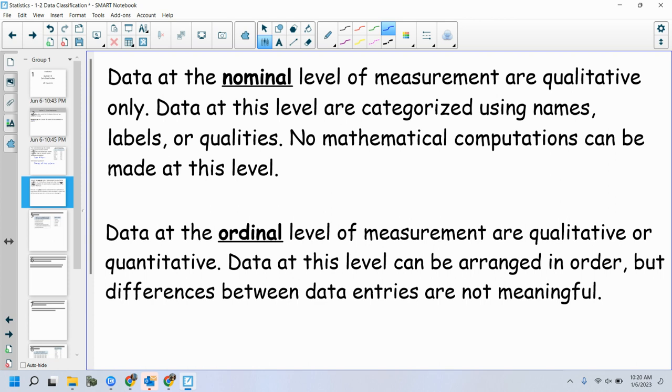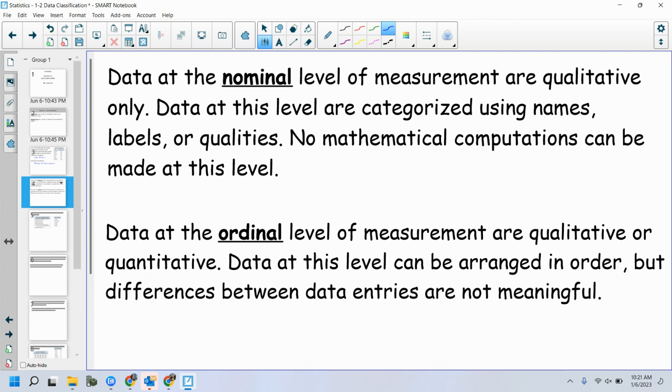Data at this level can be categorized using names, labels, qualities, but no mathematical computations would make sense. Now, if I move onward with that, if I can go beyond that and say this data is not nominal, but ordinal.